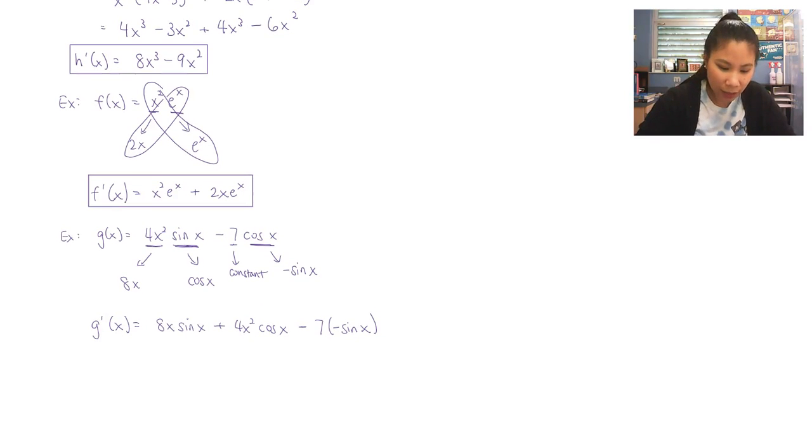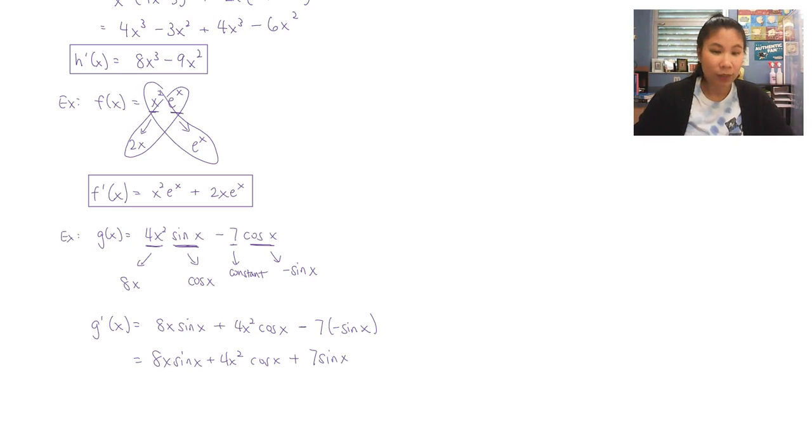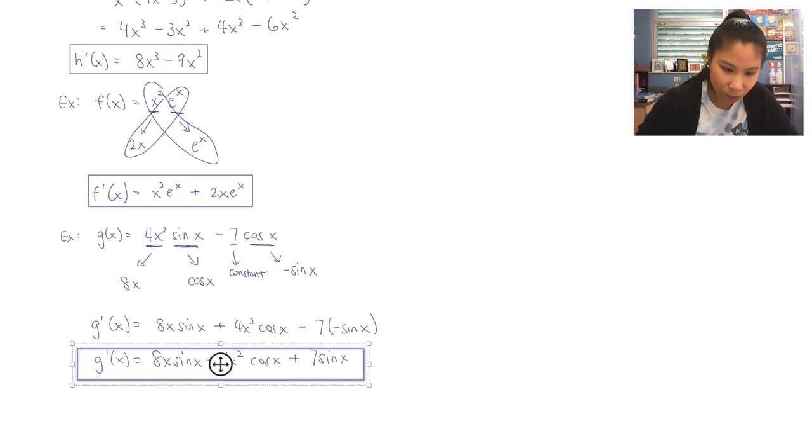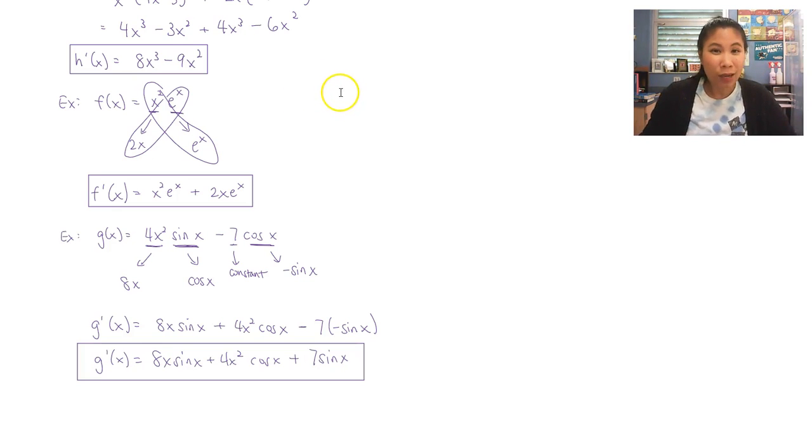So simplifying this out a little bit, we're just going to end up with plus 4x squared cosine x, and then it'll end up being a positive 7 sine x. And that's our derivative. Nothing else to combine together because we don't have any like terms. So that's really it for the product rule.